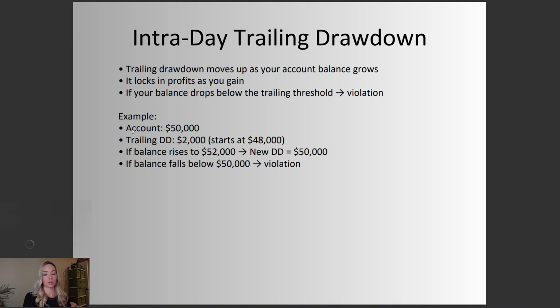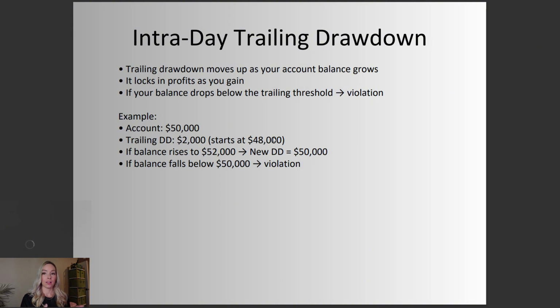If you have a $50,000 account and your trailing drawdown is 2,000, this is most cases for any 50K account that you're going to get. I think the only caveat being Apex, which is $2,500, which is a little bit nicer for 50K to have $2,500 in drawdown. So your drawdown starts at $48,000. So right out of the gate, brand new account, you cannot let your account balance go below 48,000. If it goes below 48,000 right out of the gate, brand new account, you've just blown your account.